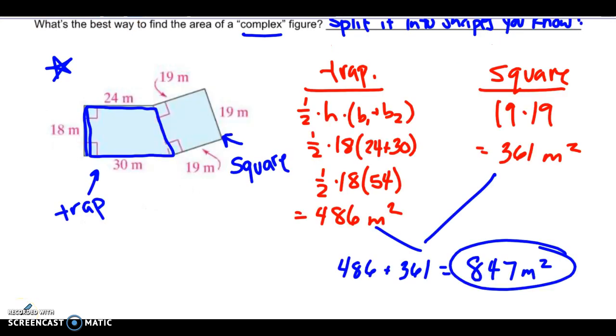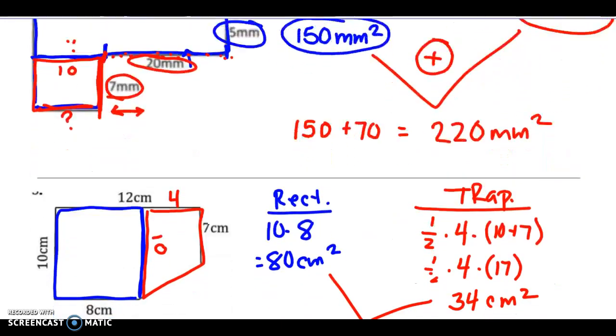So hopefully you came back and started with this. I got the area of my trapezoid with my two bases added together times my height times 1/2 to be 486. And then that square was 19 by 19, which was 361. So when I added them together, I got 847 meters squared. If you didn't get this, please pause the video now and just kind of compare your work to mine and see maybe where you went wrong. Otherwise, turn it over to the back, and we got this other example.